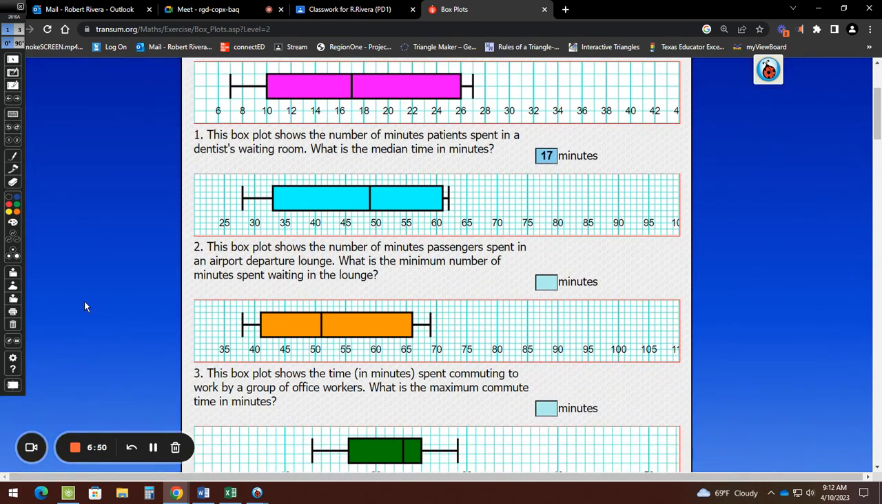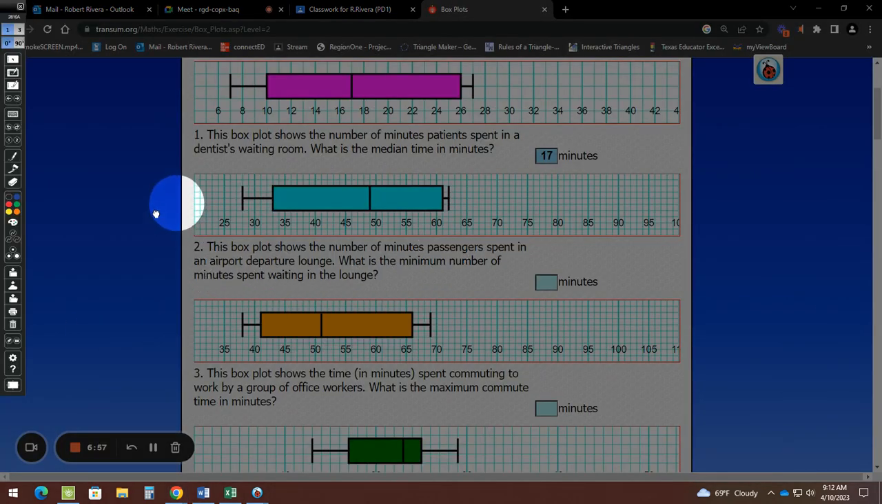I'm going to put in a flashlight again. And this time they want to know the minimum. The minimum, okay? That's what they want to know. So tell me when to stop. Ready? The minimum. Here we go. Stop. Yeah, the minimum would be the lower extreme.